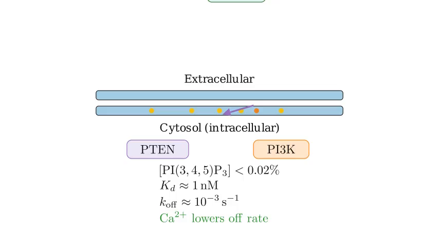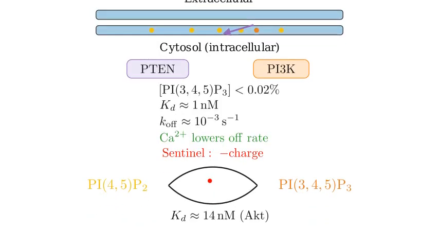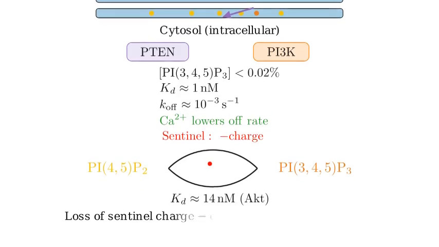How do proteins find rare PI3,4,5P3 among abundant PI4,5P2? The binding pocket can present a negatively charged sentinel near its entrance. PI4,5P2 is discouraged, but the more negative PI3,4,5P3 binds tightly, with Kd around 14 nanomolar for AKT. Removing the sentinel charge lets the pocket bind the wrong lipid, leading to always-on AKT and uncontrolled growth.